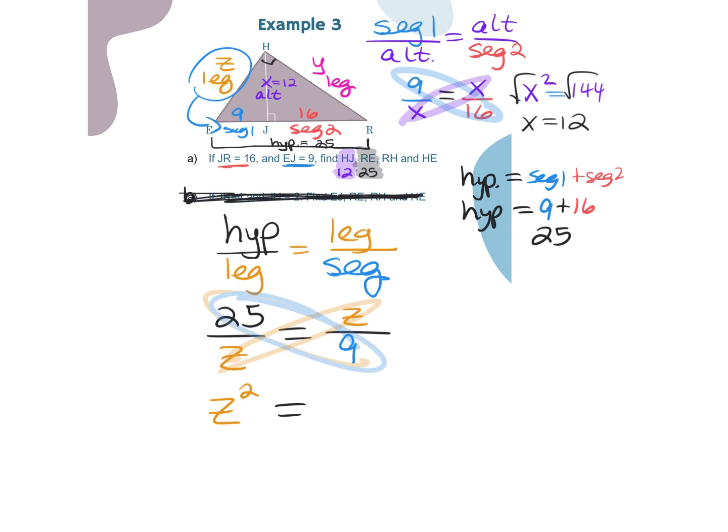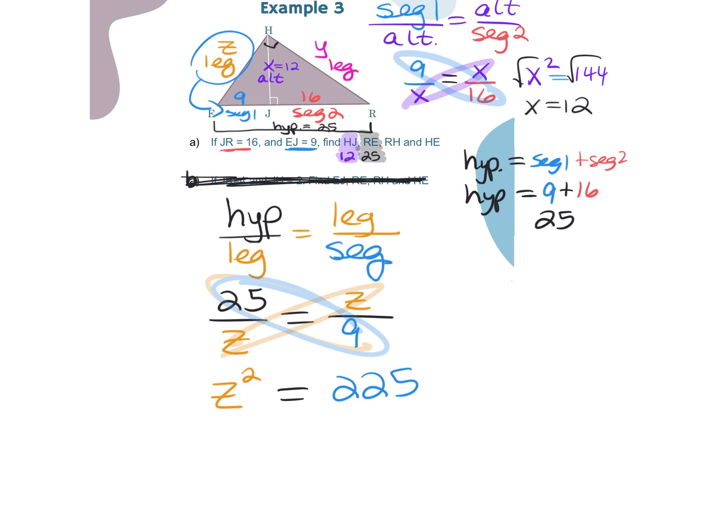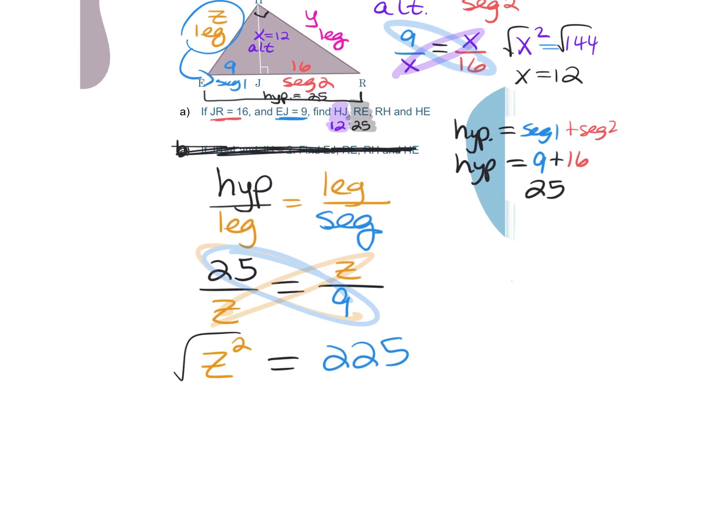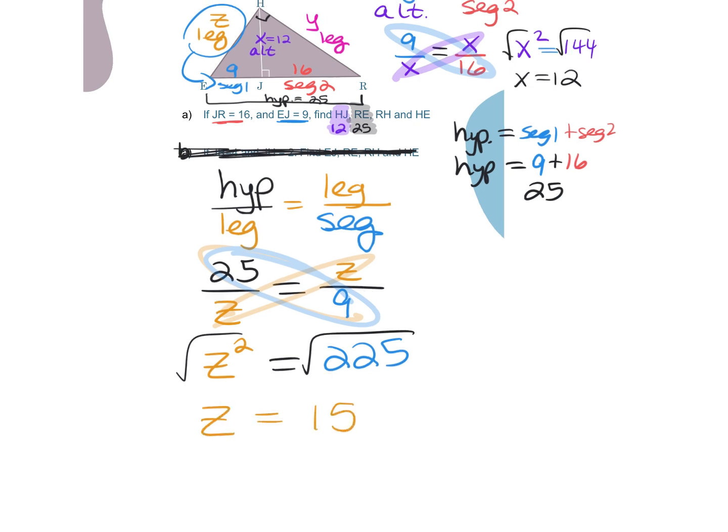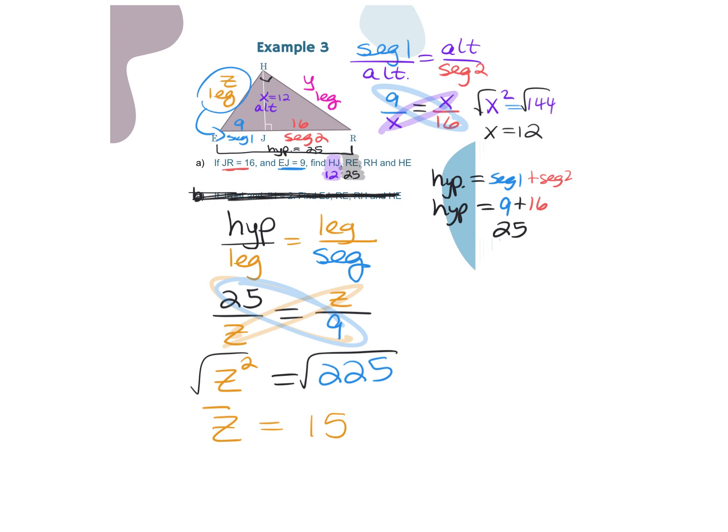And then that is going to give me 25 times 9 gives me 225. And again, you could have left it as 25 times 9 and square rooted the two, either way. But now we have to square root it, and Z, or that leg, is 15. So this is the length of HE. So HE is 15. That would be a 15 up here.